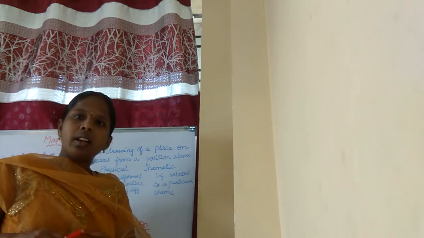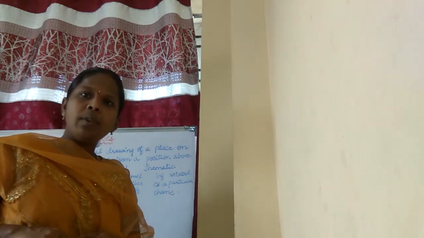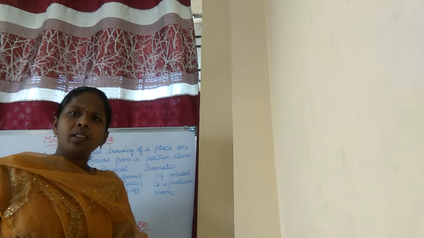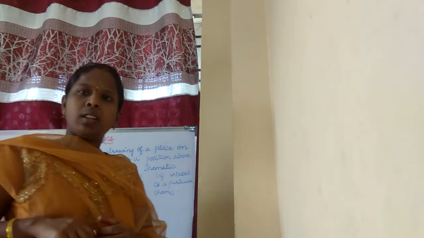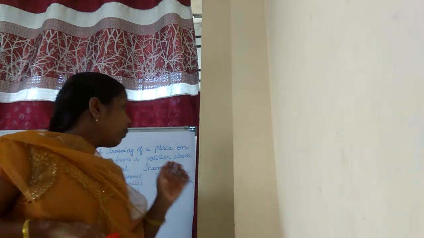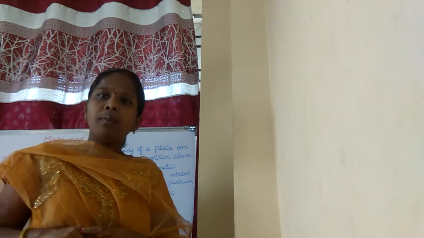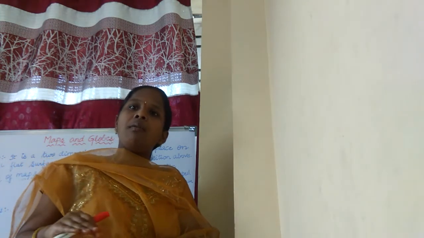If we are seeing a globe, in which shape will it be? Like a round sphere. But the map is on a flat surface. From above, it looks like a flat surface. So, this is a map.